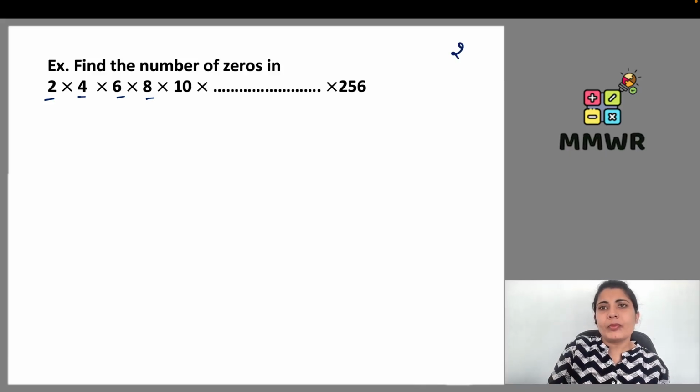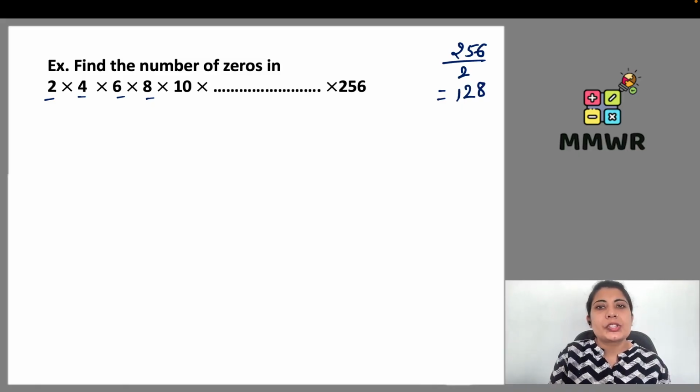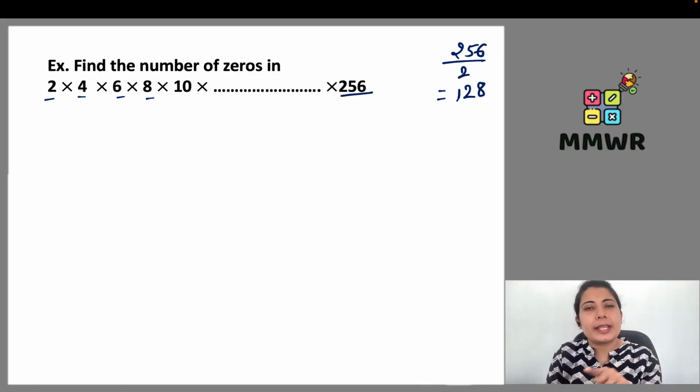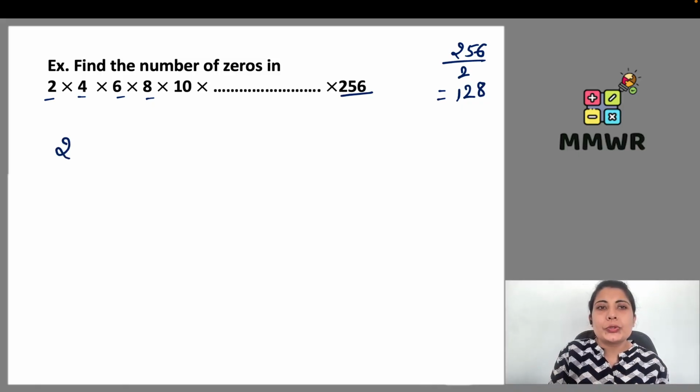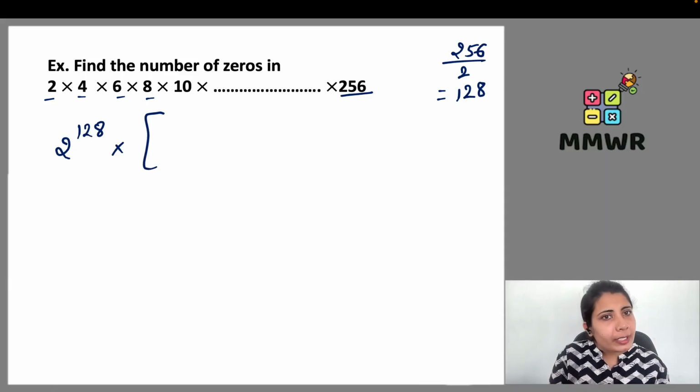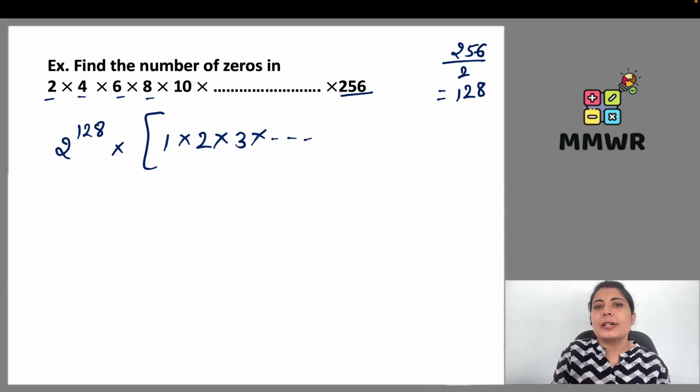But as we are doing it in the objective, for the objective one, 2 ones are 2, 2 twos are 4, 2 eights are 16, right? So this is 256. How many times 2's are there if we take them commonly? So 2 to the power 128 will be written here. Why 128? Because 128 pairs we have.